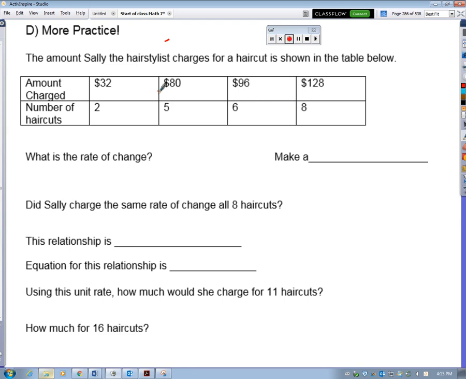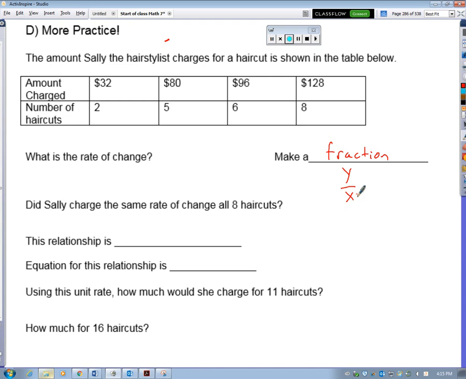Alright, we're going to find the rate of change for this. Basically, we want to know how much she was charging to do one haircut. That would be the unit rate. So we're going to make a fraction. Alright, and we need to make those y over x fractions. So we need to decide which one of those categories up there is the y and which one is the x. Which one changes and which one does not really change.